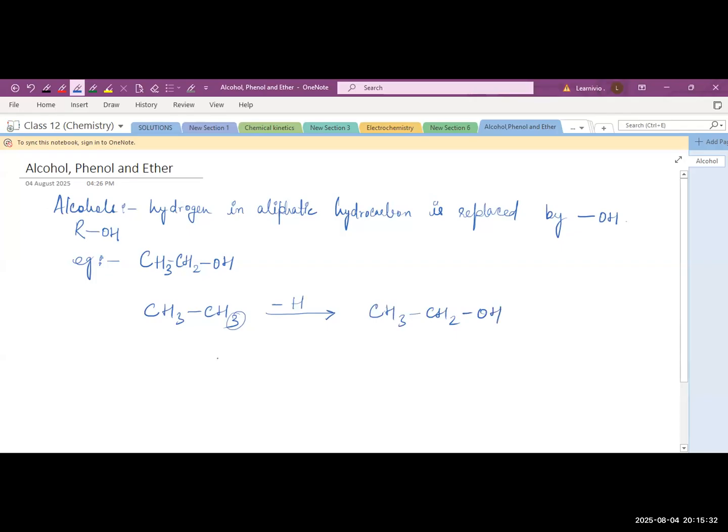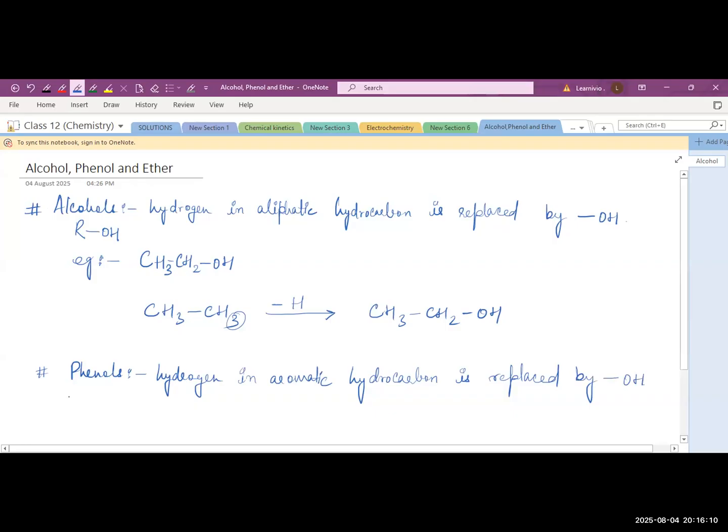Similarly, this is the first term, alcohol, and the second is phenols. When we talk about phenols, we talk about the aromatic type of hydrocarbon. So what is phenol? The hydrogen in an aromatic hydrocarbon is replaced by your OH group.